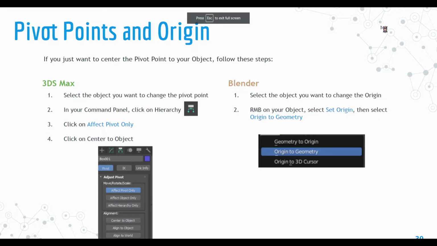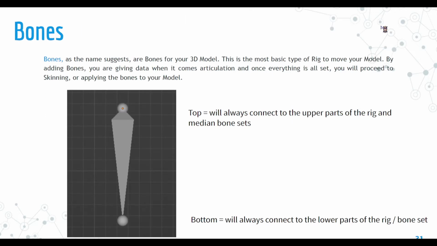We pretty much know what a rig is already. It's literally the skeletal structure ng isang model, no? But we have to know what the parts of a rig are. Literally, isa lang naman yung part ng isang rig: it's the bones, for the most part. So, bones lang naman ang halos nagpo-function sa buong rig natin. Bones, as the name suggests, are bones for your 3D model. This is the most basic type of rig to move your model. By adding bones, you're giving data when it comes to articulation. And once everything is all set, you will proceed to skinning, yung sinasabi ko kanina, or applying the bones to your model.